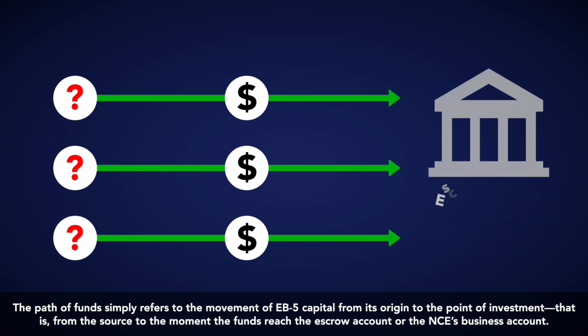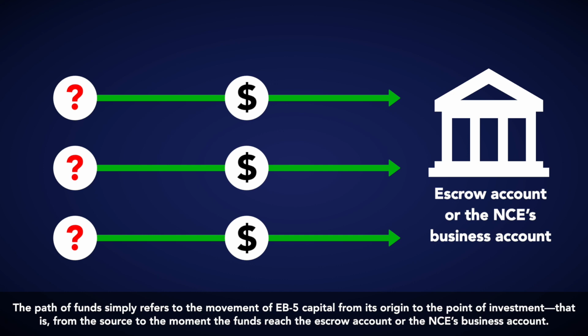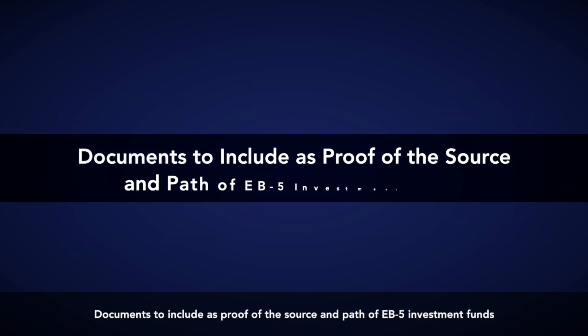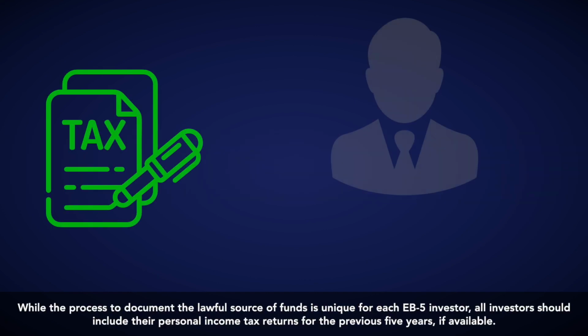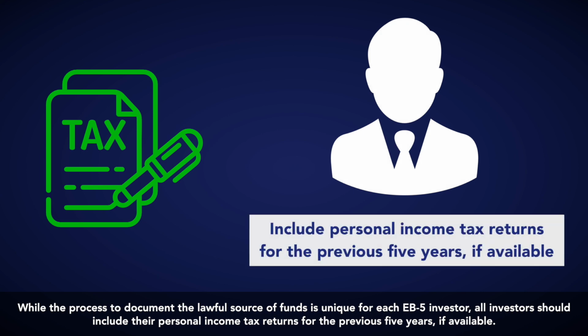That is, from the source to the moment the funds reach the escrow account or the NCE's business account. Documents to include as proof of the source and path of EB-5 investment funds. While the process to document the lawful source of funds is unique for each EB-5 investor, all investors should include their personal income tax returns for the previous 5 years if available.